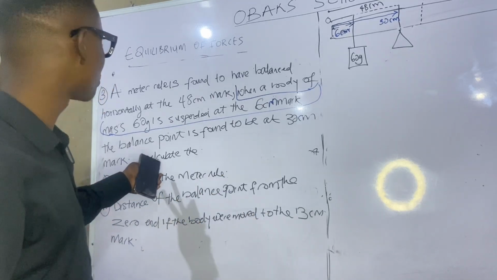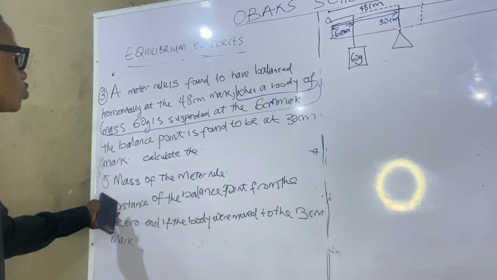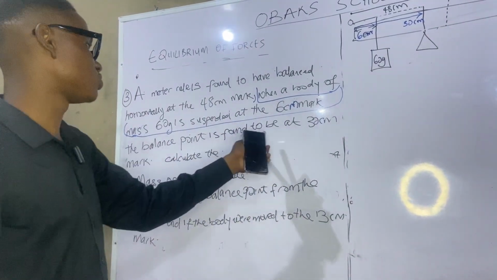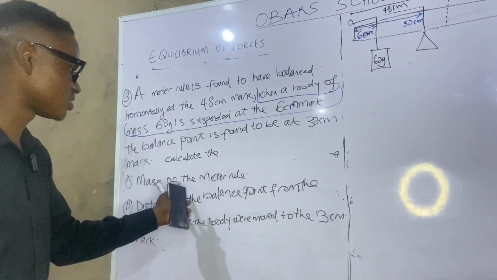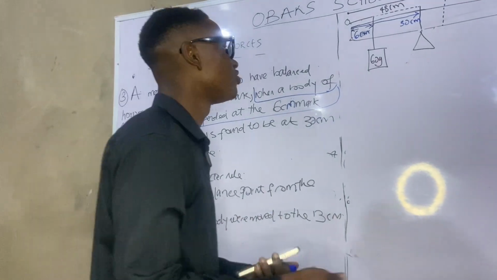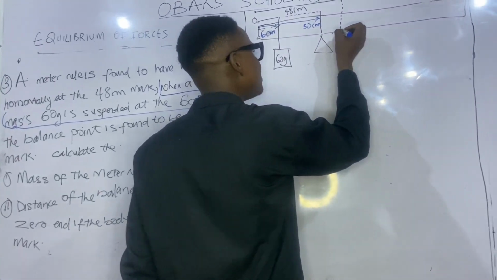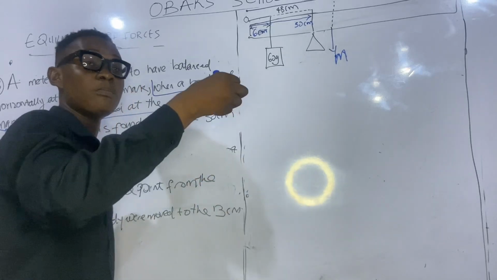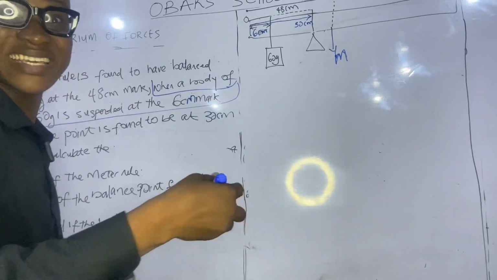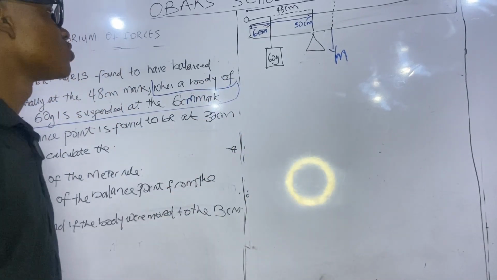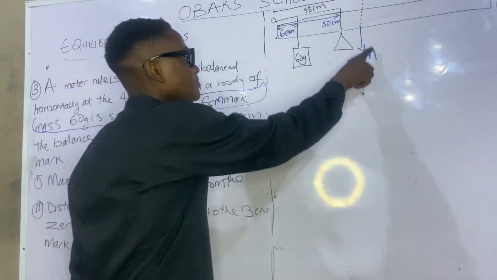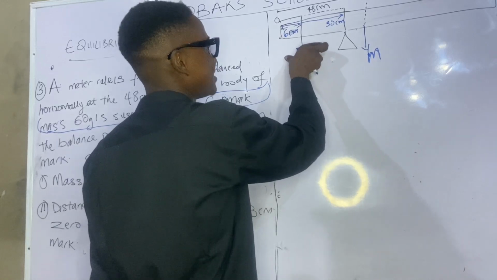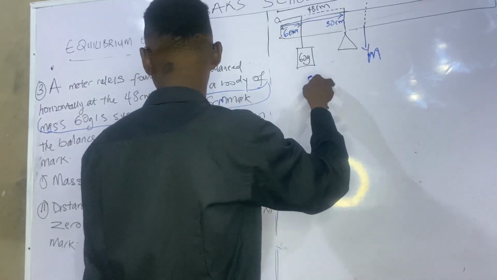So we are asked to calculate the mass. When a body of mass 60 grams is suspended at the 6 centimeter mark, the balance point is found to be at 30 centimeter mark. Calculate the mass of the meter rule. So the mass of the meter rule will be acting at this point, because that was where the meter rule was found to balance initially. So that is the center of gravity. The mass is acting at this point, and this mass of 60 grams acts at this point, and they are in equilibrium.